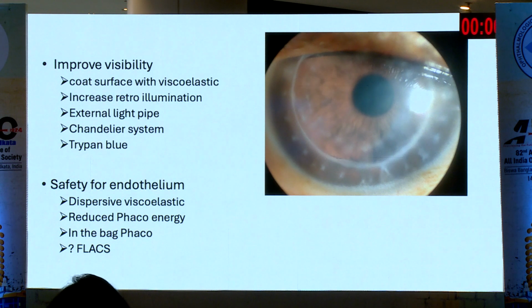So even coating the surface with a viscoelastic will actually improve the visibility because of the magnification becoming better. And there are other safety parameters in terms of a dispersive viscoelastic, reduced phaco time, in the bag phaco. Maybe FLACS would probably be an option because it takes care of multiple things in this situation. So you get your access, you get your nucleotomy done. It becomes a lot easier. Obviously the cost is going to be an issue in that as such.